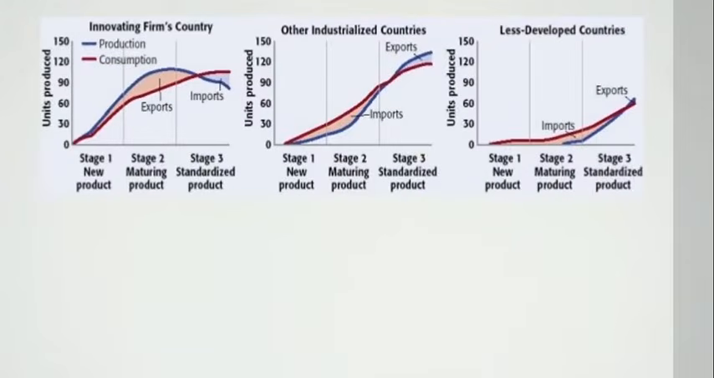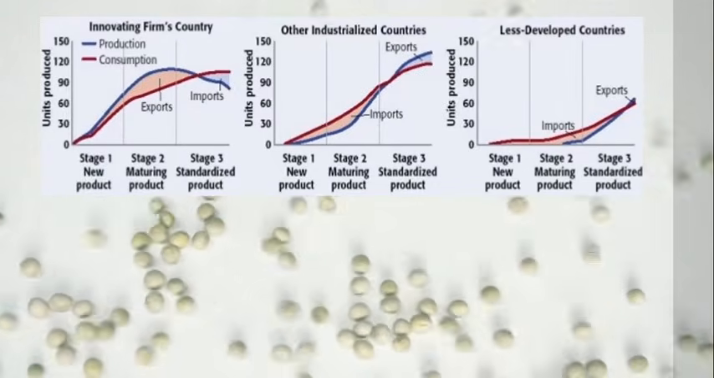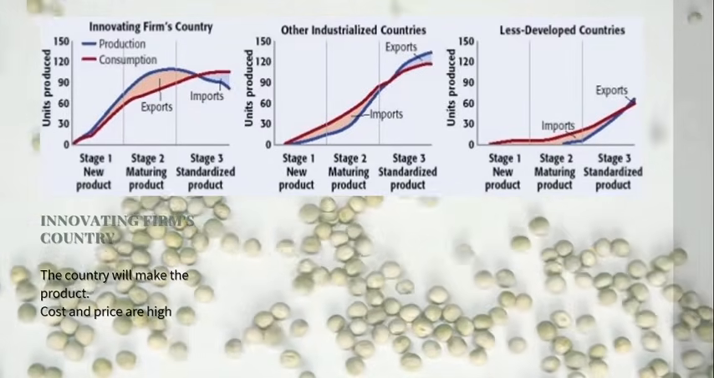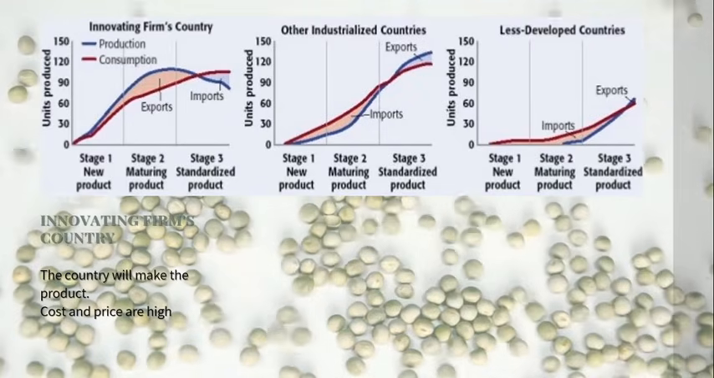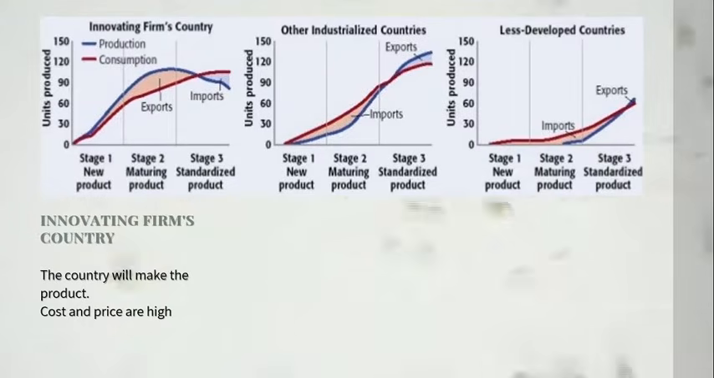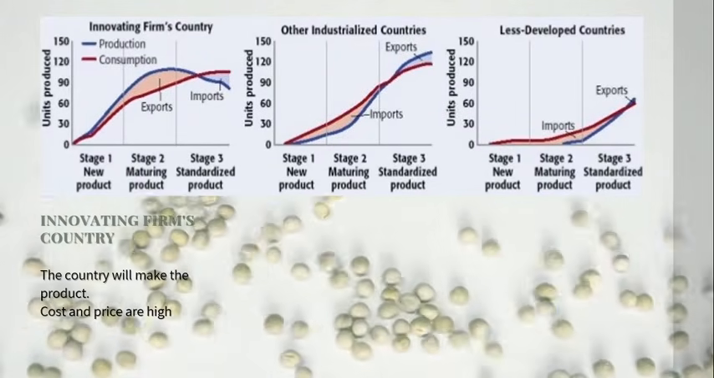This can be depicted in the graph. Initially, let's say the US has invented the computer. Here, only the US will make it. The cost will be very high with the limited production, so the demand will be very less. Here, it will be sold in its own country and some will be exported.